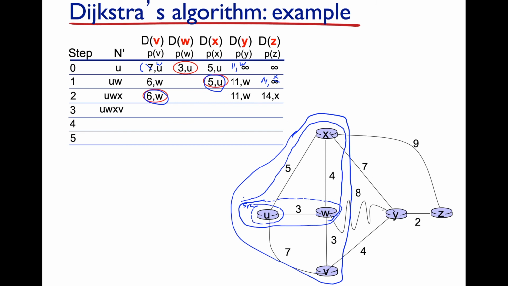So we're going to actually change the route from Y, its predecessor, instead of W. It's going to be a cost of 10, and its predecessor is going to change to V. Okay, so let's fill that in.